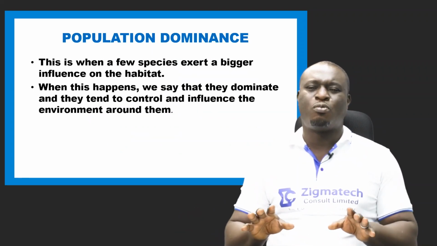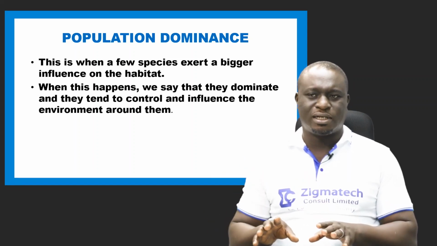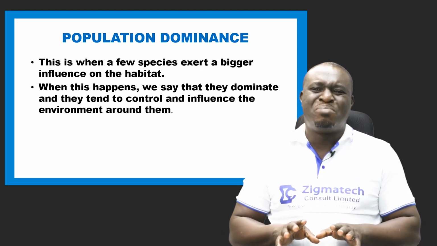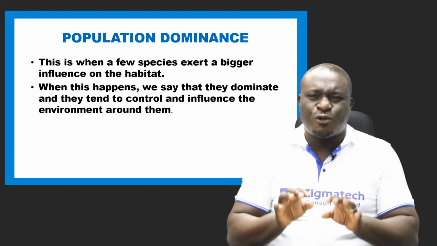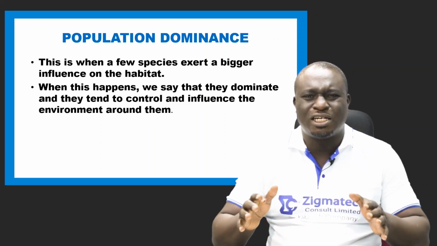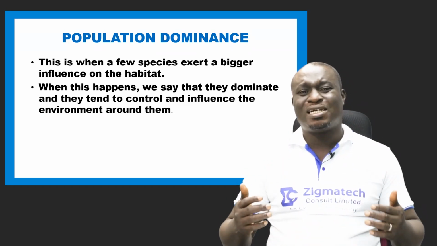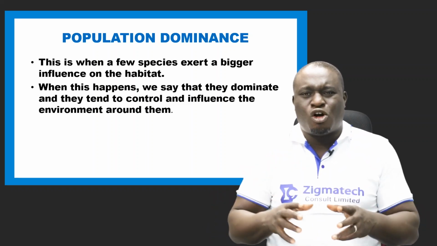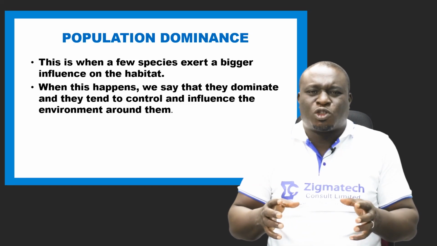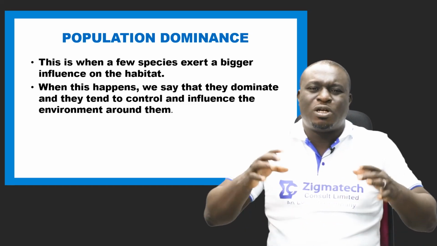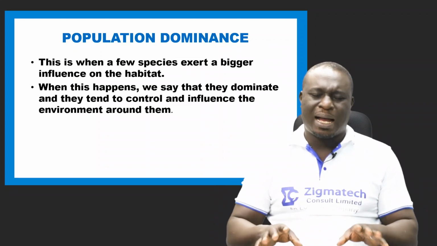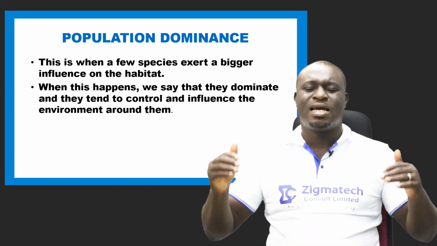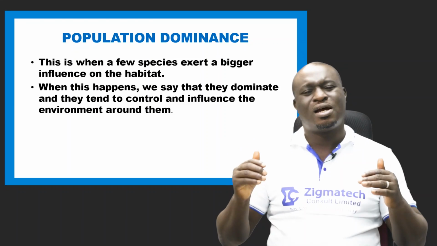The next one is population dominance. Population dominance is when a few species exert a bigger influence on the habitat. You find that mostly when you have humans in a particular community. Man becomes the bigger influence, becomes population dominant in that particular habitat. So it is when a few species exert a bigger influence on the habitat.